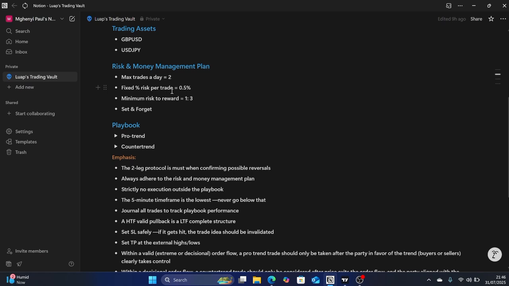You need to use a fixed percent risk per trade. So if 0.5%, even if your account increases to whatever number, if you're using a fixed percent, you will only be risking 0.5% of that amount. If your account reduces to whatever number, you will still be using a fixed 0.5%. So this means that it will take you like 200 trades before you blow the account.